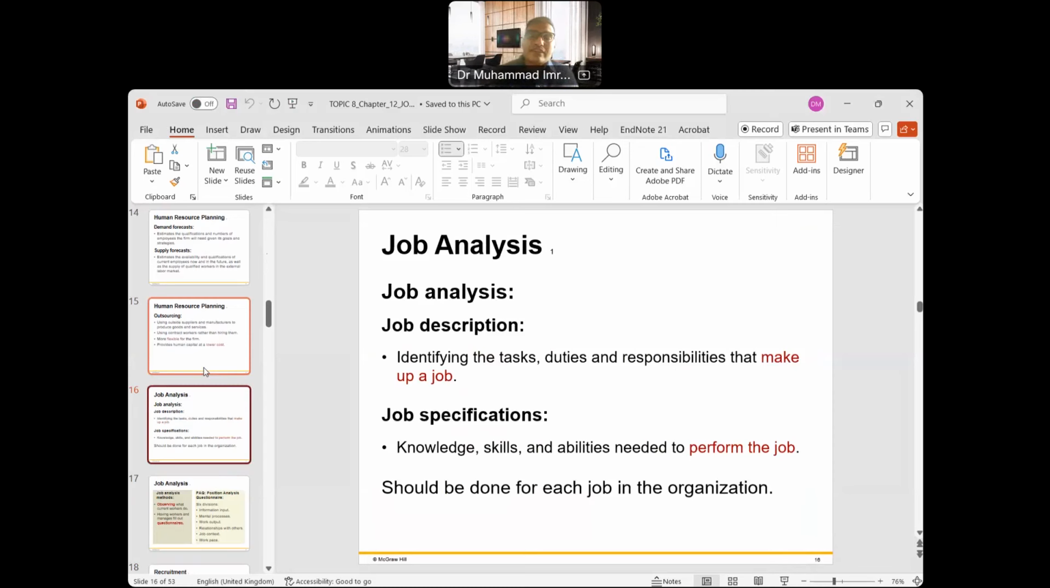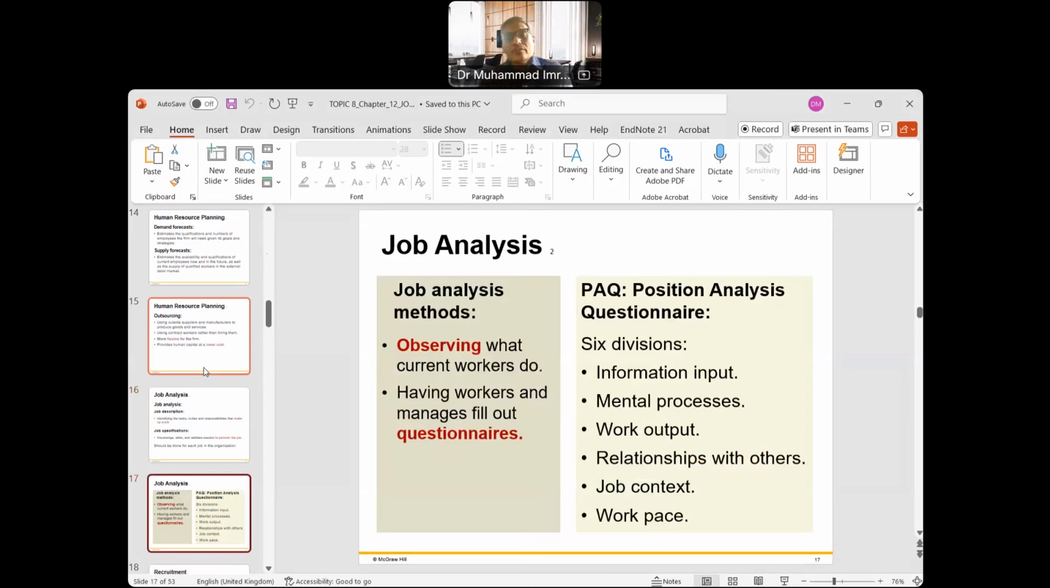Job specification: what type of skills and qualifications you need from your employees to fulfill your set tasks, duties, and responsibilities. Knowledge, skill, and ability needed to perform the job should be specified for each job in the organization. Yes, they must do this before going to advertise, before starting the recruitment and selection process. They have to do this job analysis. Here are the job analysis methods: observing what current workers do, and having workers and managers fill out questionnaires. They give them the questionnaire.